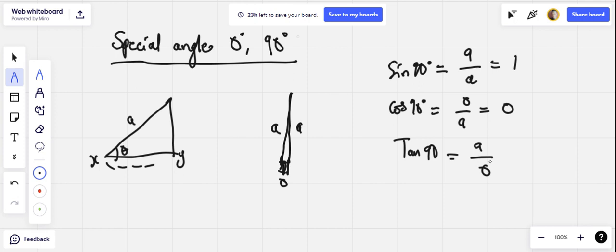A divided by 0. Anything divided by 0 has no solution. So the solution for anything divided by 0 is usually tagged infinity. So A divided by 0 is infinity. So tan 90 is what? Infinity. So that's how we get the trig ratio for 90 degrees.